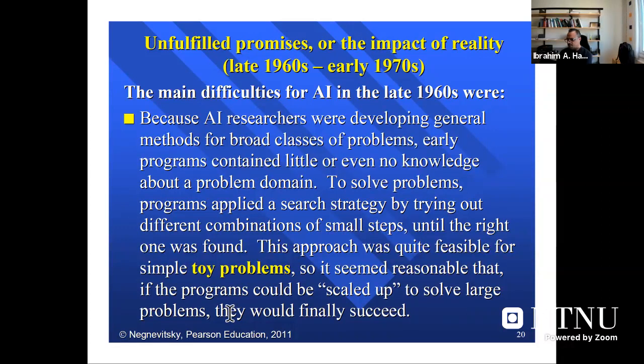So it seemed reasonable that if the programs could be scaled up to solve large problems, they would finally succeed. I mean, they had been solving those toy problems. They had a proof of concept that we can develop an algorithm, for example, for solving a toy problem. So, in principle, in fact, we have a proof of concept that we can scale up. When we scale up the problem, it would be possible to find a solution for those problems.